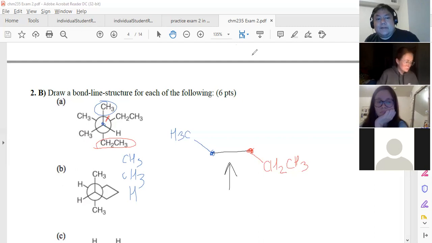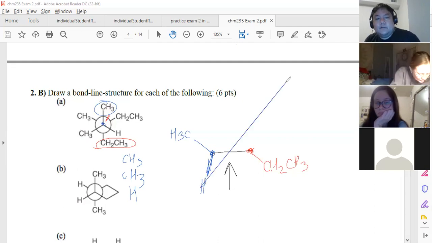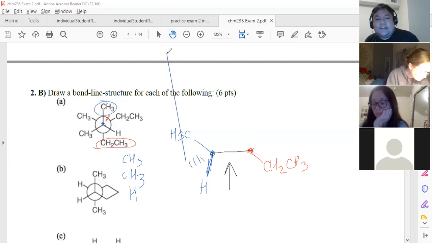All right. So that means that this, keeping this color coded, will be the hydrogen. And then the only other thing left is the dash, and that has to be the CH3.